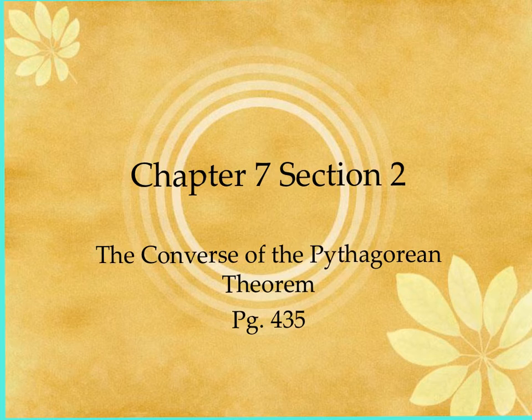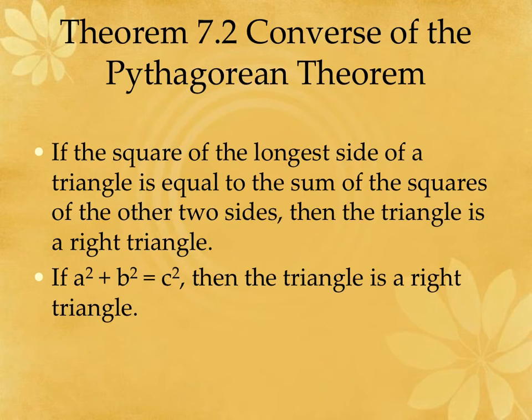I think he said, if a squared plus b squared equals c squared, then it's a right triangle. And if that's what he said super fast, that's correct. Okay? That's the converse of your Pythagorean theorem. If the square of the longest side of the triangle, that's your c squared, is equal to the sum of the squares of the other two sides, that's your a squared and your b squared, then the triangle is a right triangle.